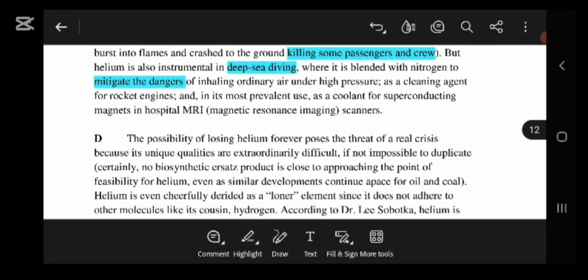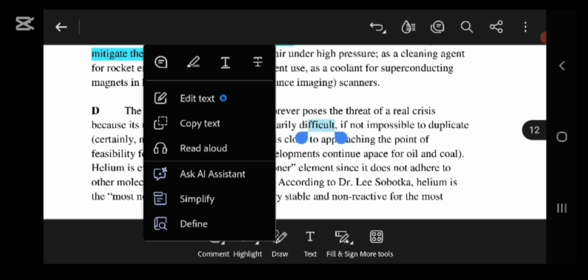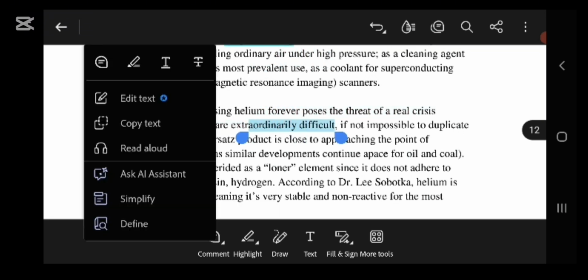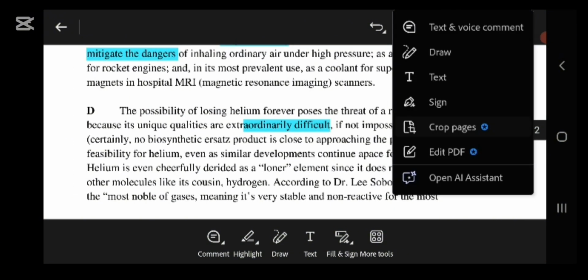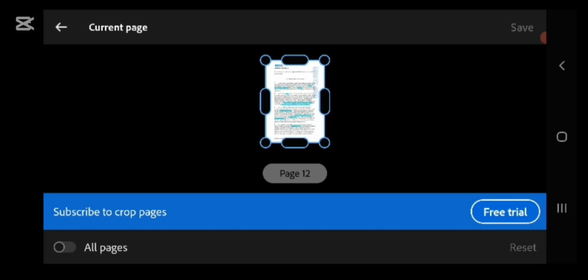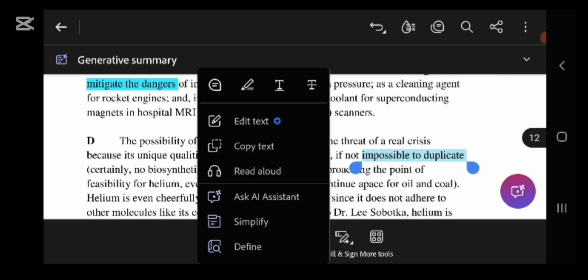Yes. D, the possibility of losing helium forever poses the threat of a real crisis because its unique qualities are extraordinarily difficult to duplicate. Okay, the difficulty of getting the kind of qualities of helium from any other element, I am guessing, if not impossible to duplicate. Certainly, the idea of the possibility of duplicating. We have, if not impossible to duplicate.